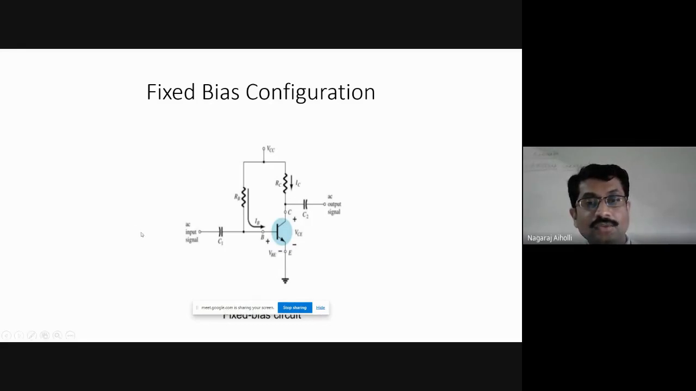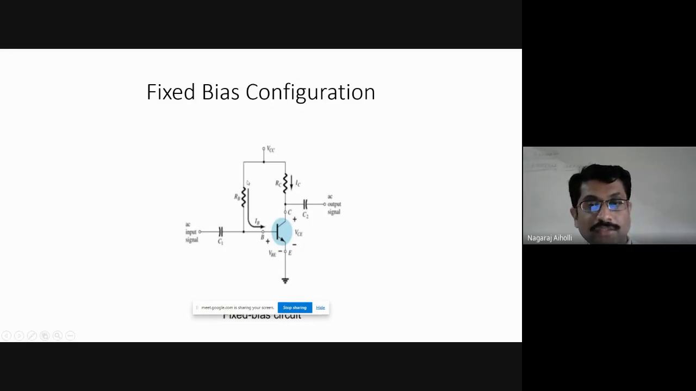You can see in this circuit, in the fixed bias configuration, let us first study the circuit. How are the components connected in the fixed bias configuration? Before going into the components, let me tell you, friends, in the fixed bias configuration, the base current is fixed. The base current is almost constant. It will not change for a given value of VCC, and hence it is called fixed bias configuration.